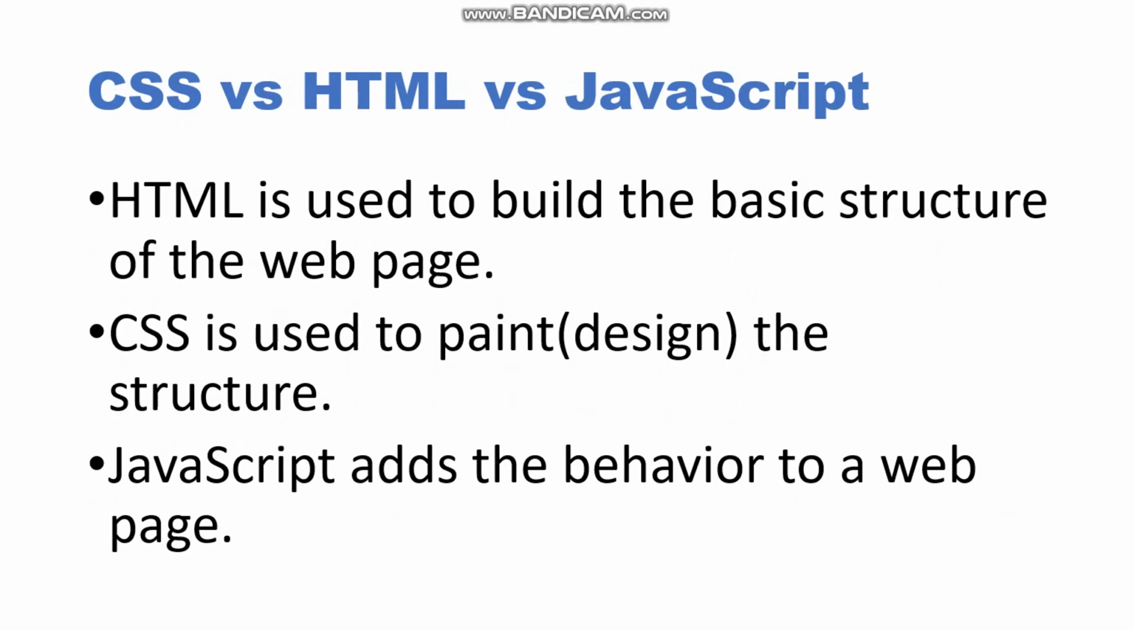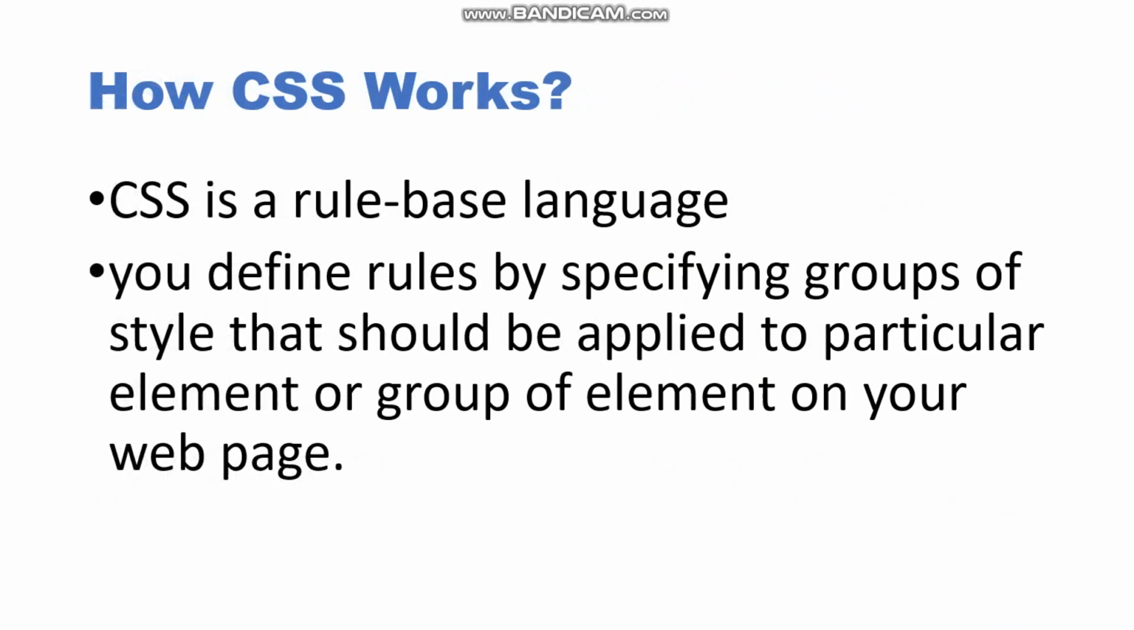We say HTML versus CSS versus JavaScript. HTML is used to build the basic structure of the web page, and CSS is used to style or design the structure. JavaScript adds behavior to a web page. Now we move on. How CSS works: CSS is a rule-based language. You define the rule by specifying the groups of styles that should be applied to a particular element or group of elements on your web page.